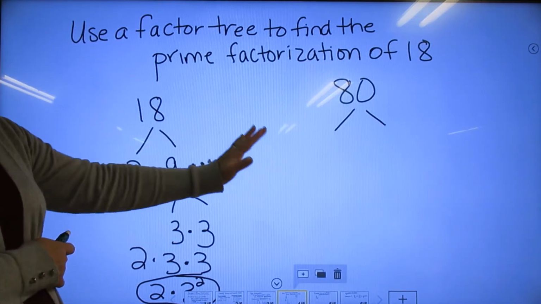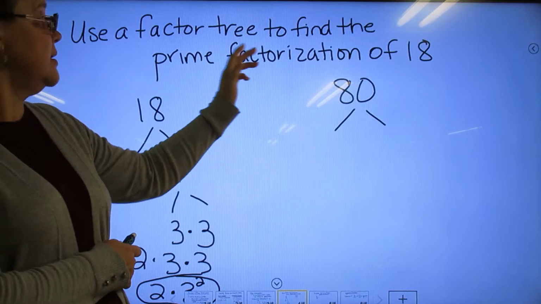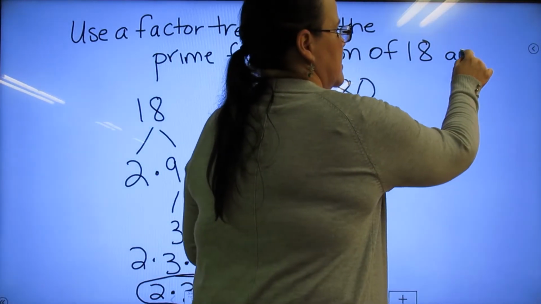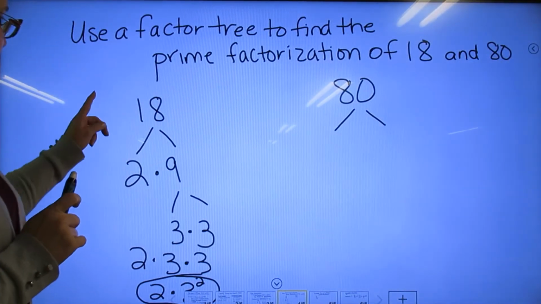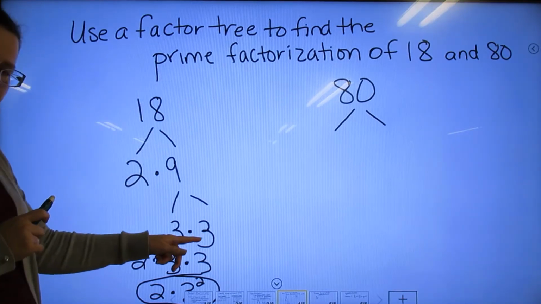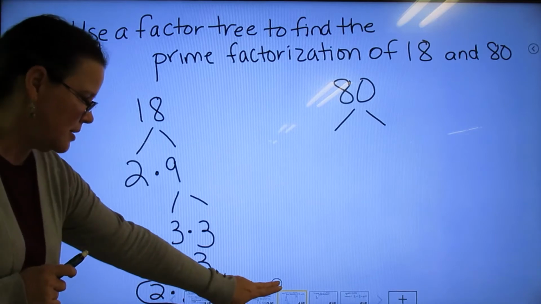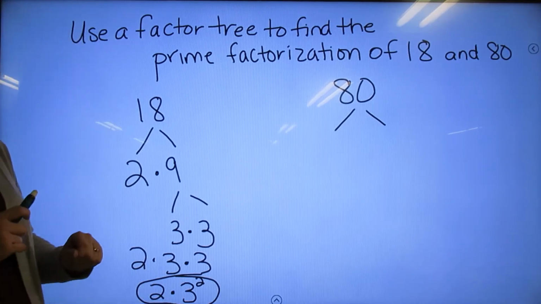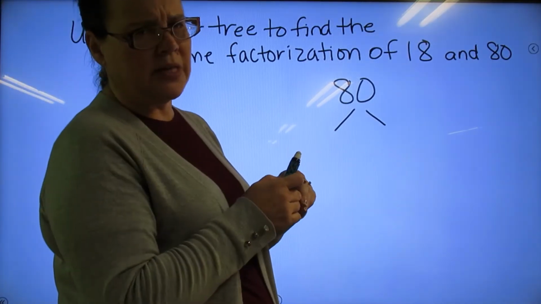So I made a couple little samples here. Use a factor tree to find the prime factorization of 18 and 80, because I put 80 up there for us to work on together, okay? So for 18, I did 2 times 9, and then the 9 breaks down to two 3s, and then you have 2 times 3 times 3, and the final answer is 2 times 3 squared. Not so bad, right?